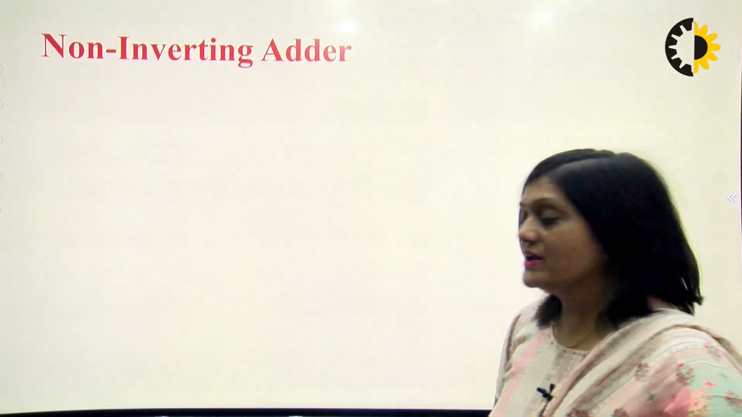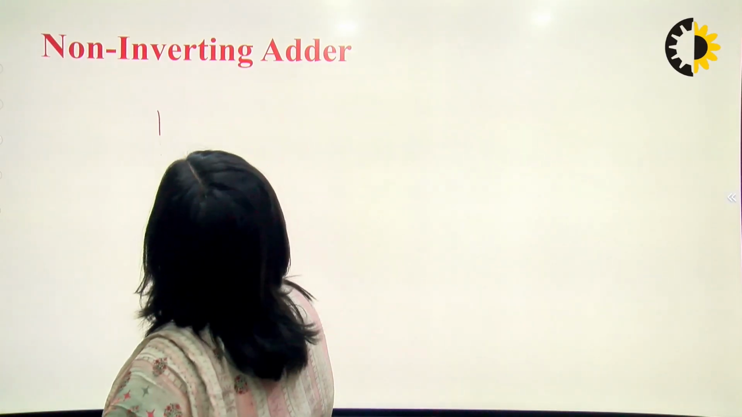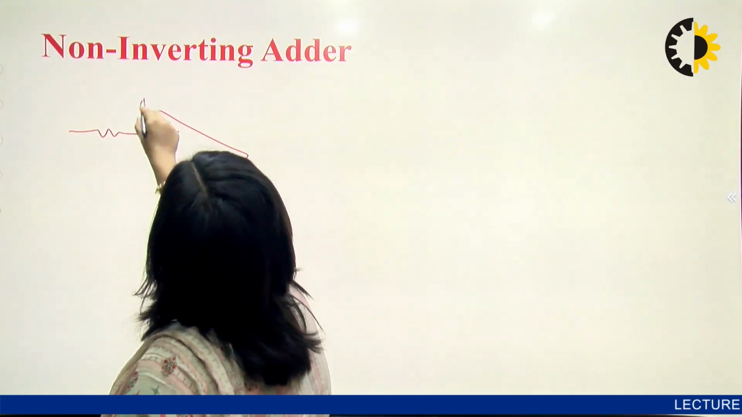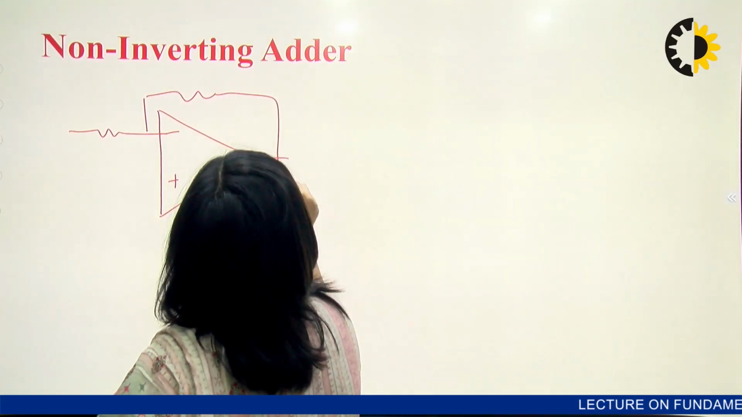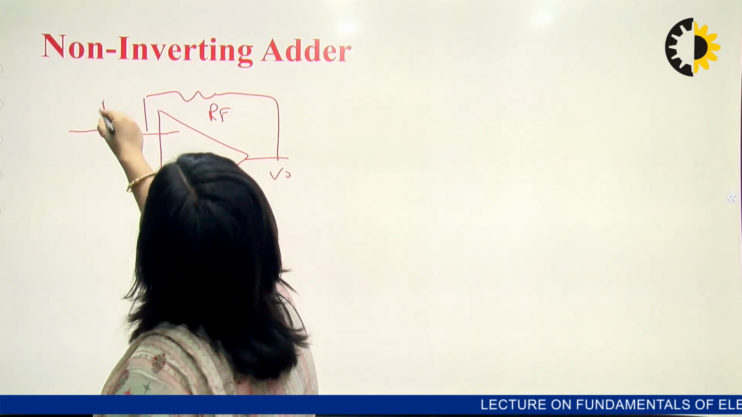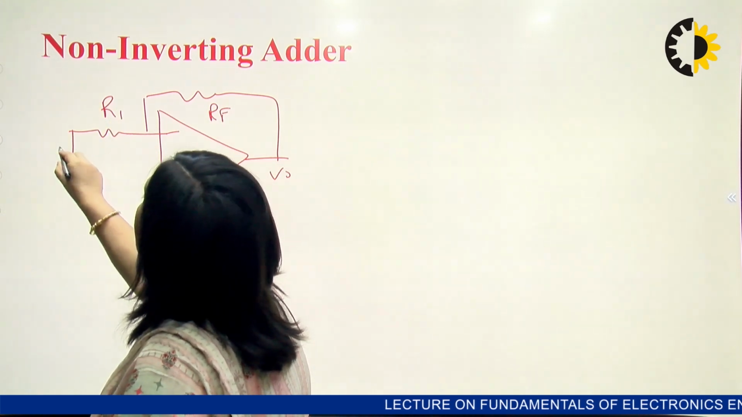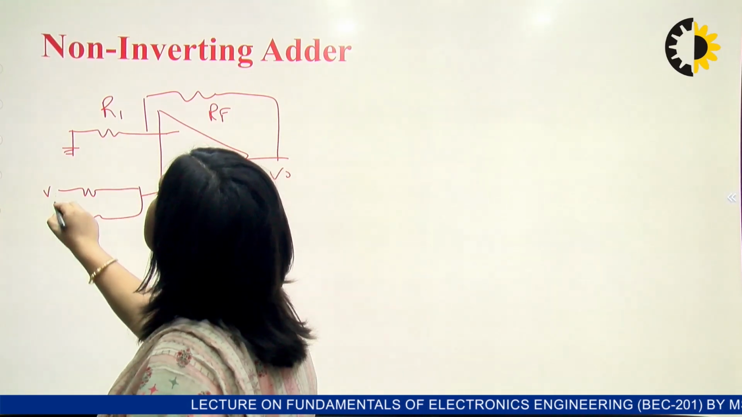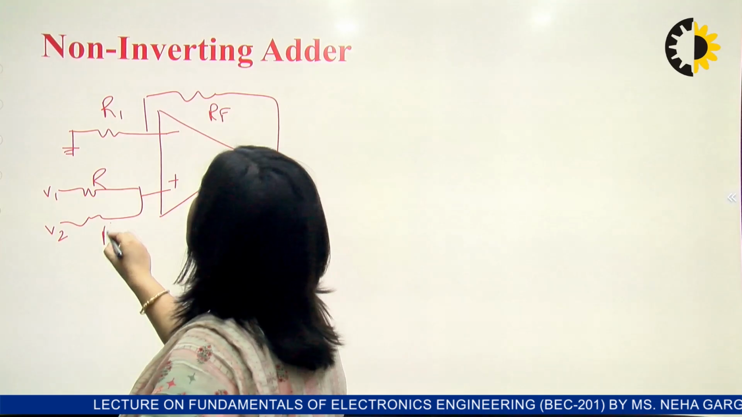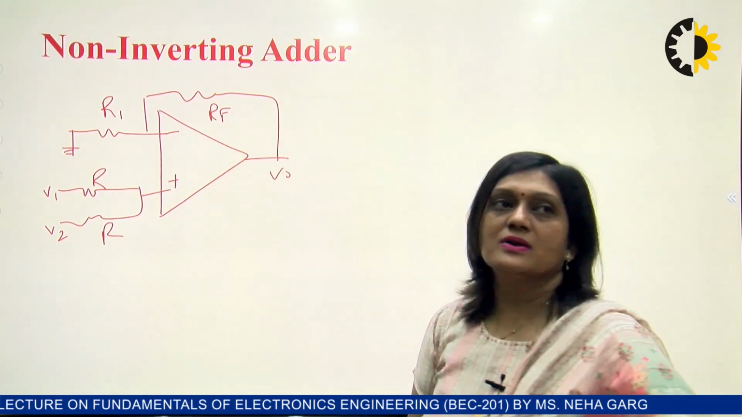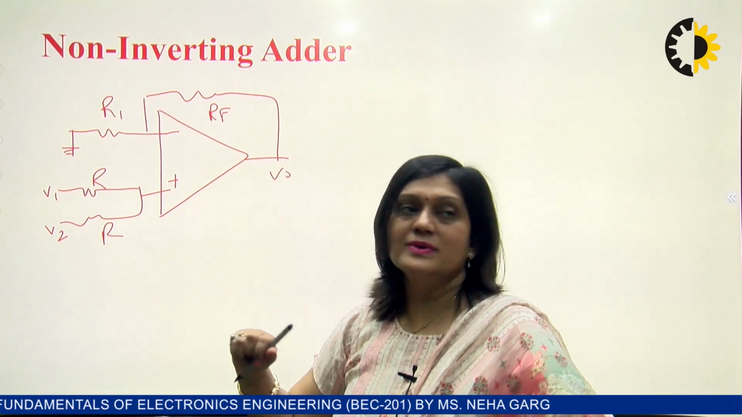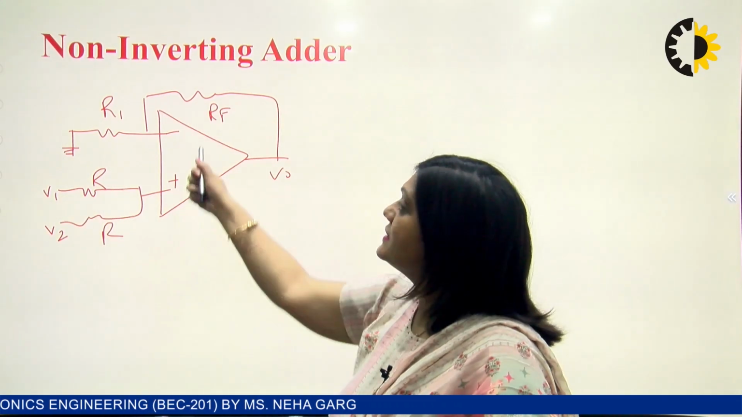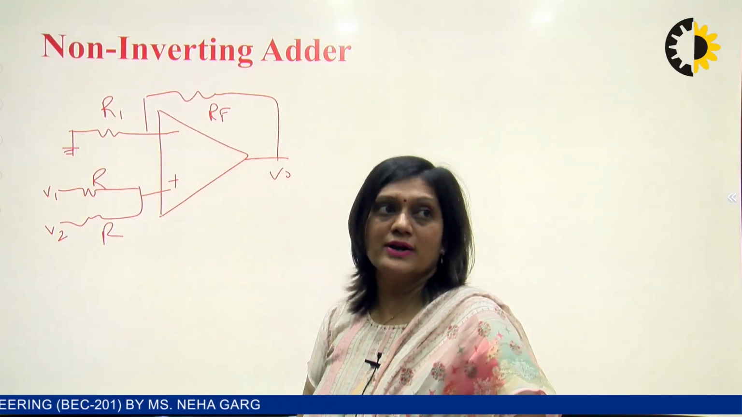After that, the non-inverting adder. In the non-inverting adder, we will have the circuit in this way. This is R1 and this is RF, V0, RF, R1. Since this is a non-inverting adder, we apply the input voltages V1 and V2 at the non-inverting terminal, and the inverting terminal has been grounded.